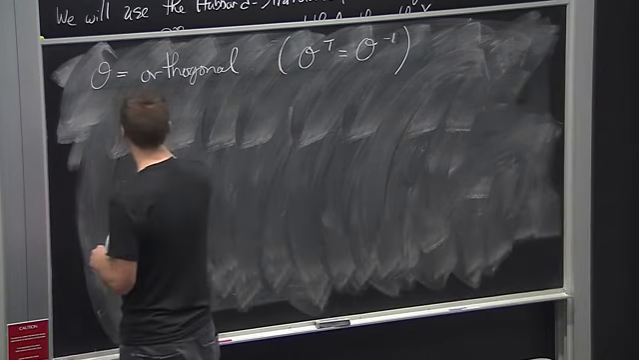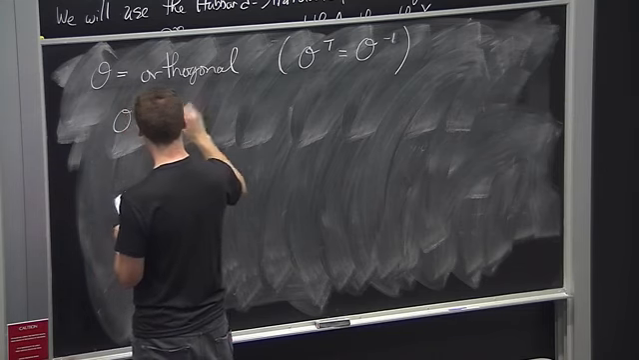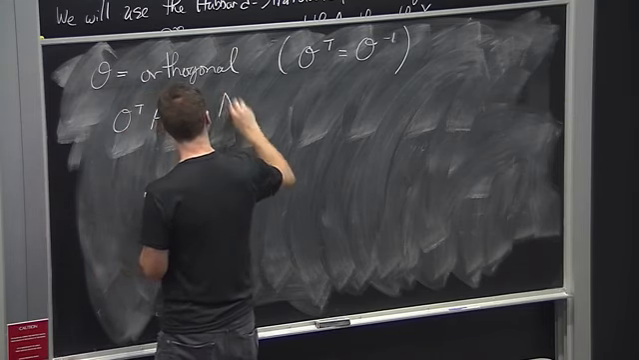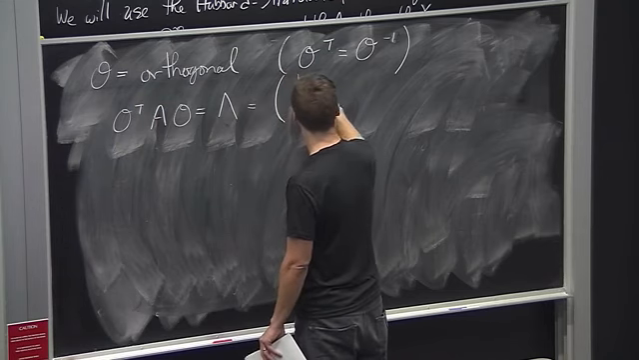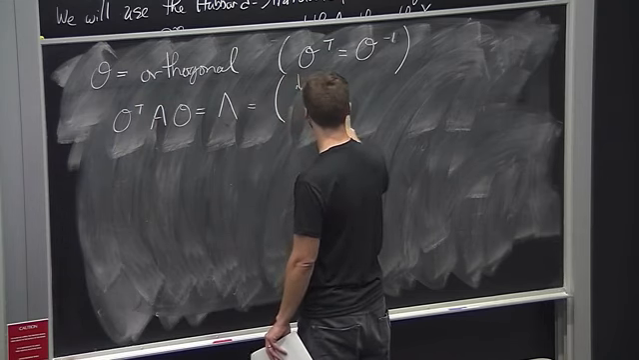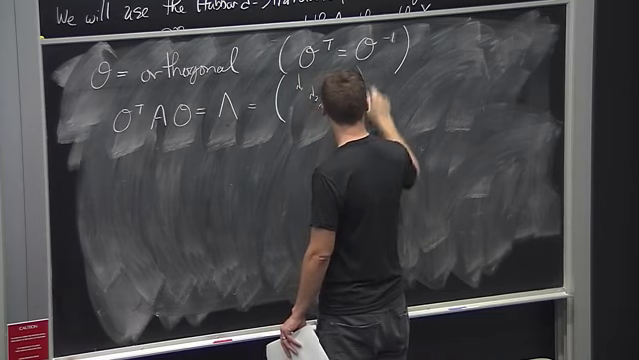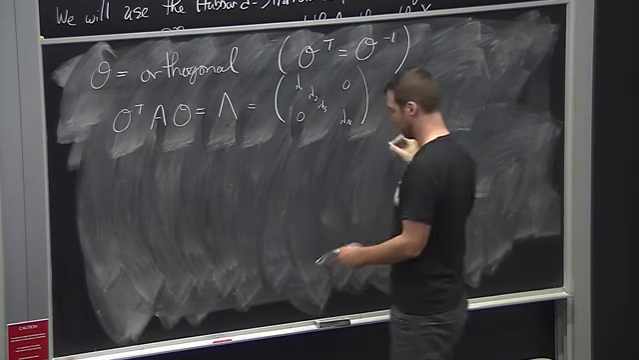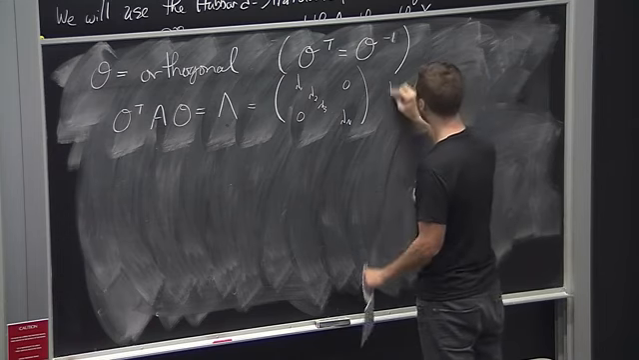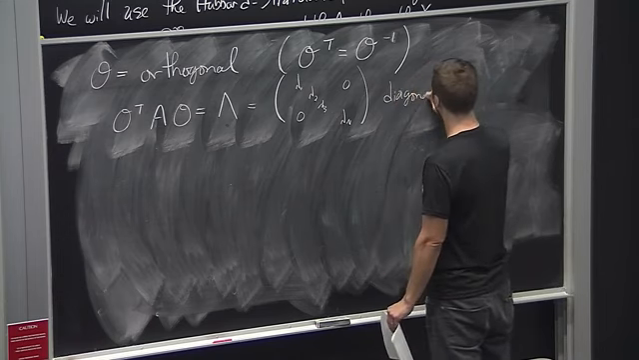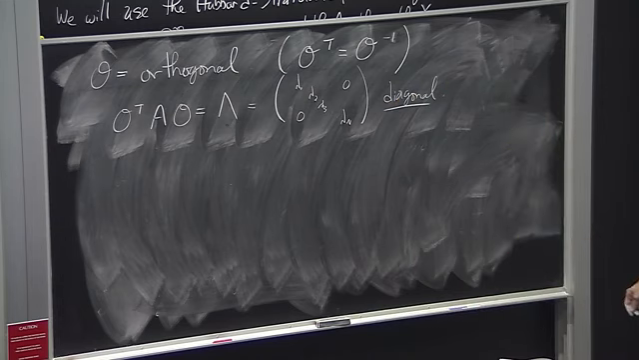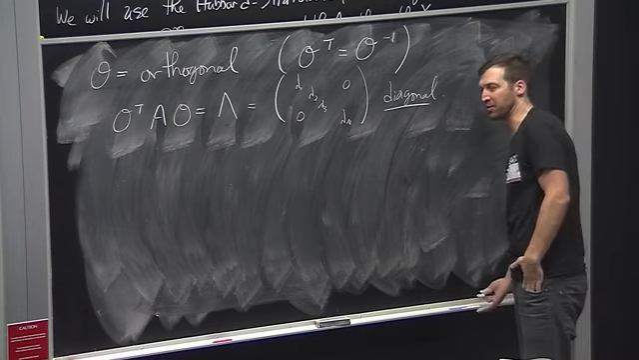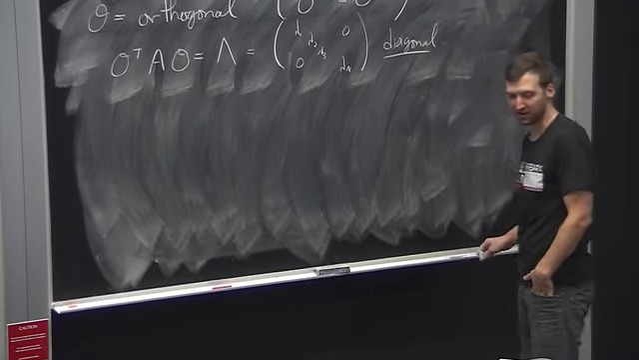So then the diagonal matrix is lambda. It has all these diagonal elements and zeros. That's the spectral theorem, I guess. That's just telling you you can diagonalize this real symmetric matrix with a real orthogonal matrix, O.